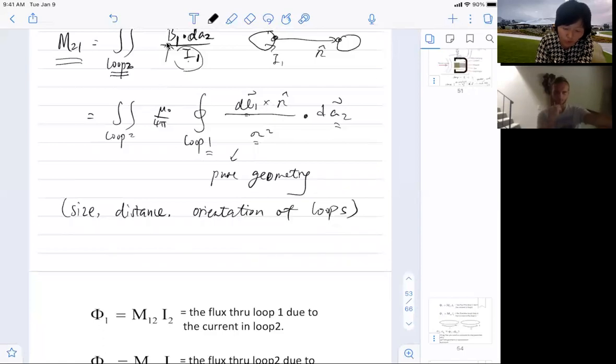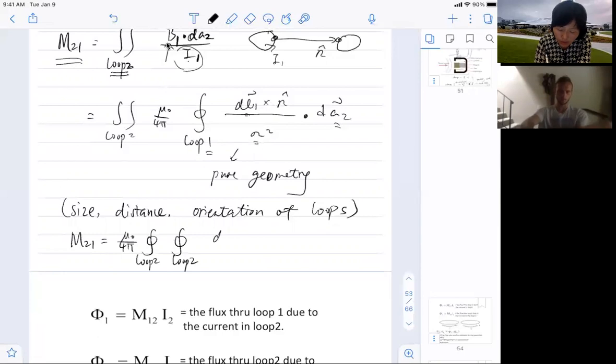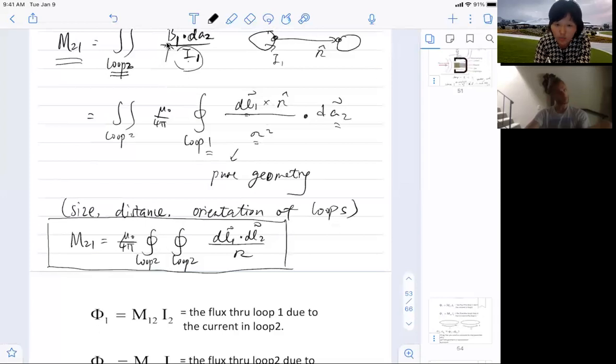In your textbook, Griffiths rewrites this formula to make it a little more obvious. Griffiths wrote, okay, let's continue to modify the expression a little bit. It becomes something like this. We're not going to worry too much about these derivations. We just wanted to see what physics it represents. So this is your mutual inductance. It's the same thing, just a slightly modified expression. Here it looks a little bit more obvious, right? This depends on loop one and loop two size, the script R distance, and there's a dot product. Probably the orientation also matters. So this shows that it is purely decided by the geometry of the loops.